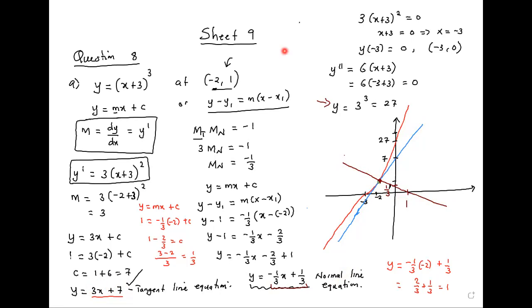So this question doesn't have nice graphs. So I'll skip B and go to C, which is x squared plus y squared is equal to 20 at (2, 4). So we use implicit differentiation.